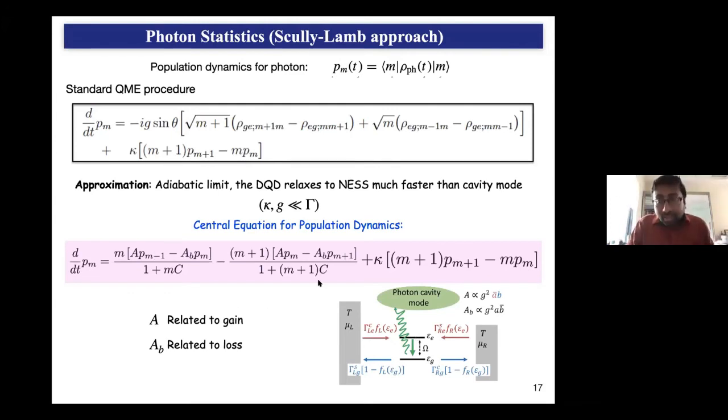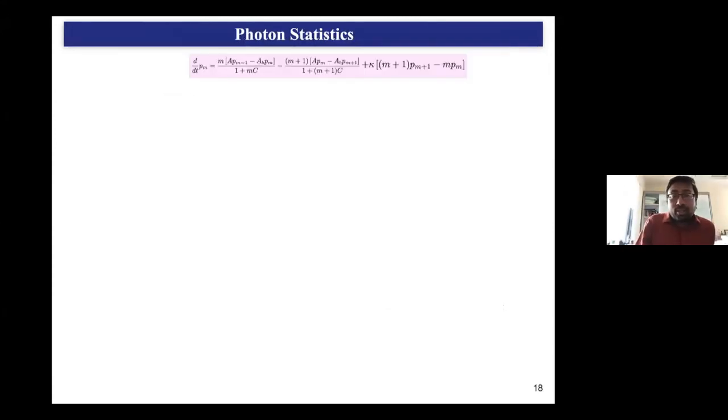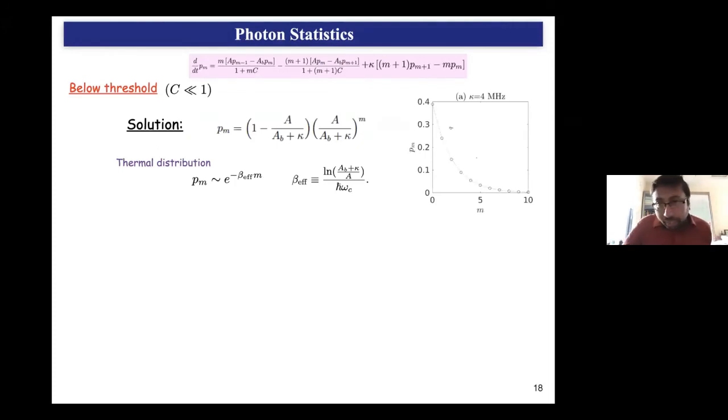Okay, so that is how they come into this picture. And C is a term which essentially depends on the light matter coupling as well. So this is a central equation for the dynamics, and it's a closed one, but it's non-trivial. But you can actually solve this equation for any value of A, B, and C. But let us look at this below threshold. So when I say below threshold, what I mean is that, let's say light matter coupling is weak. So this is a regime which we so far actually covered.